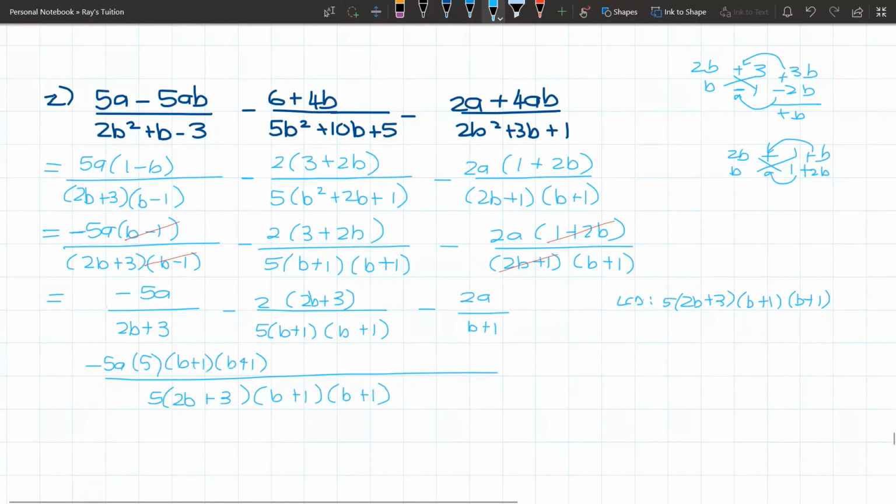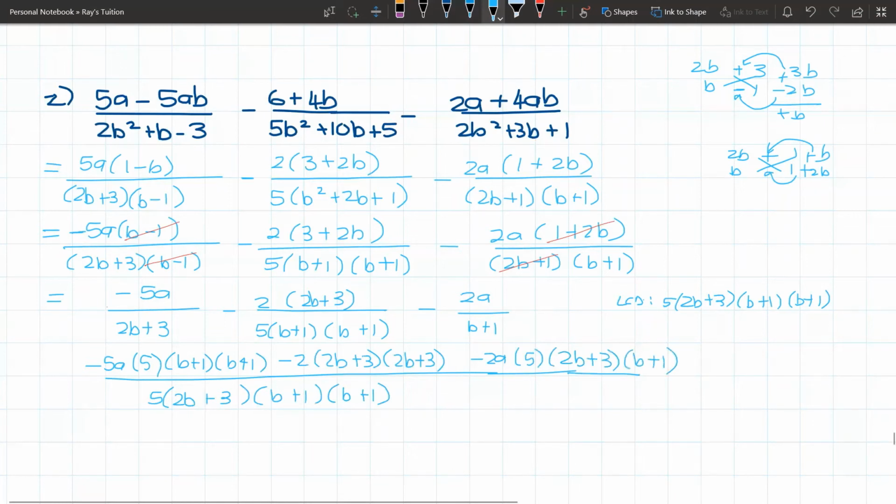Okay, so what we've done is we've multiplied by 5 and b plus 1, because it's already over b plus 3. Then this minus 2 times 2b plus 3 is already over 5, b plus 1, b plus 1. So we just need to multiply it by 2b plus 3. And then finally, this 2a, it's already over 1b plus 1. So we have to multiply it by 5, the 2b plus 3 and the other b plus 1.